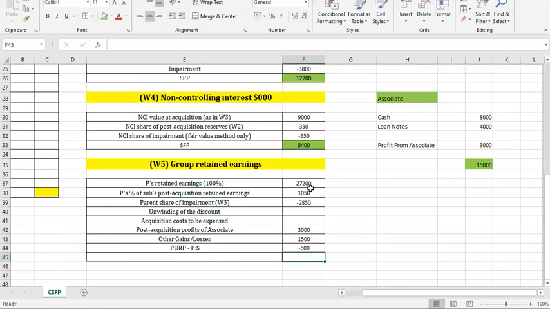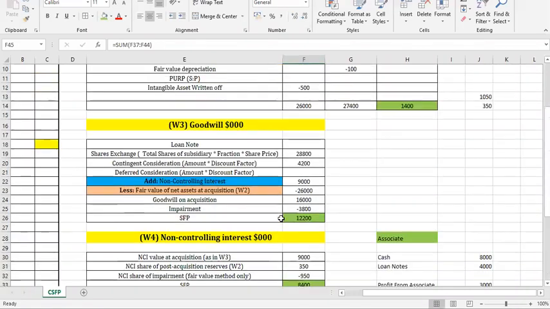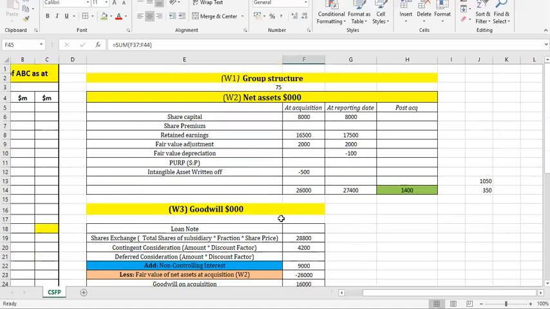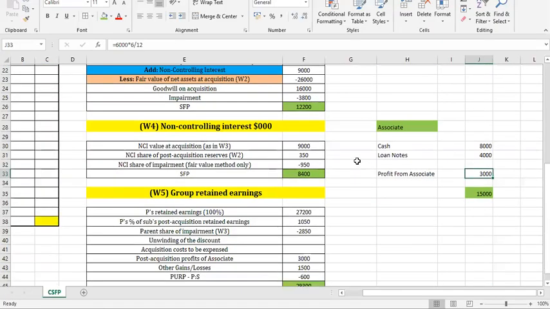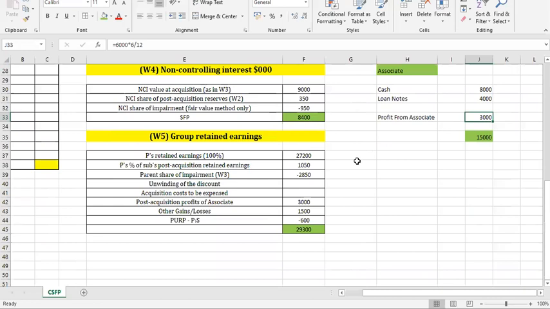Now I hope that all the adjustments have been mentioned over here. Now we can just total it out. That will be 29,300. Okay, now hopefully we are done with the working. Now we'll be putting that in the statement of financial position. Okay, now we'll be putting the figures in the consolidated statement of financial position, but there is one more thing here.